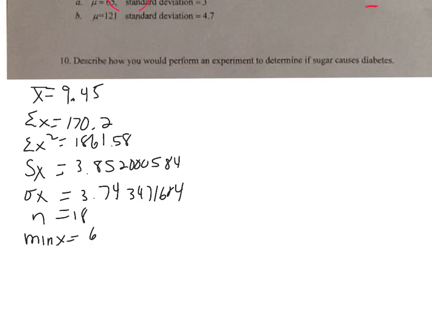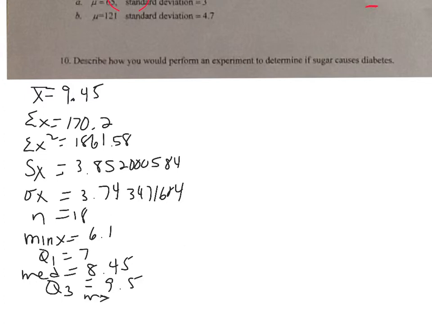Min X is 6.1, which is the smallest number you plugged in. Quartile 1 is 7. That's the 25th percentile. The median, which is the second quartile, 50th percentile, is 8.45. We have quartile 3, which is 75th percentile, is 9.5. And I'll put it up here. Your max X, sorry, ran out of room, is 21.5, which is the largest piece of data you plugged in.